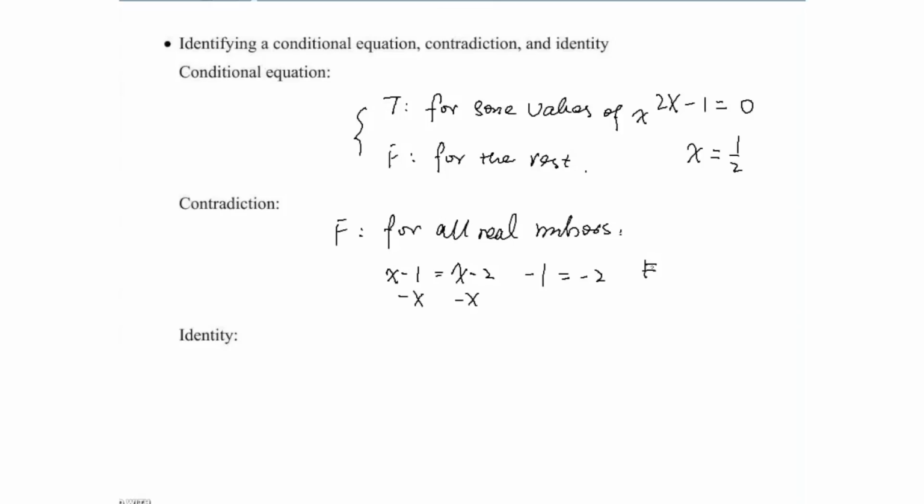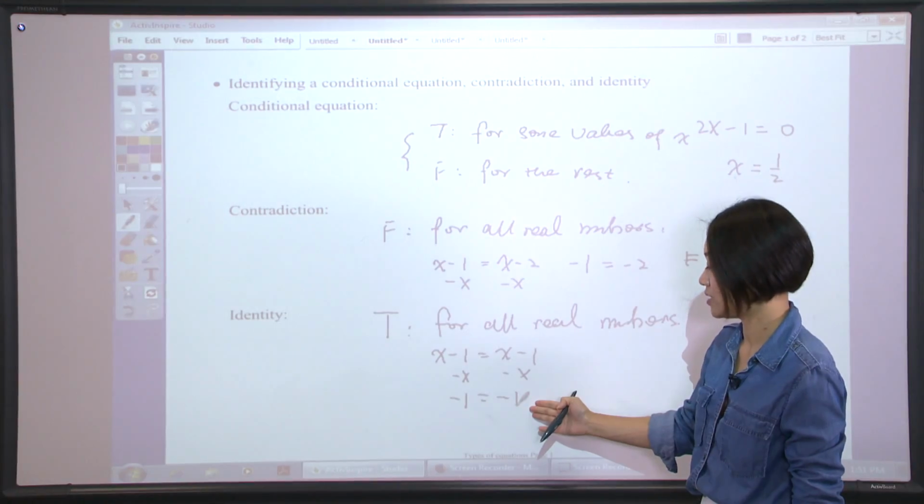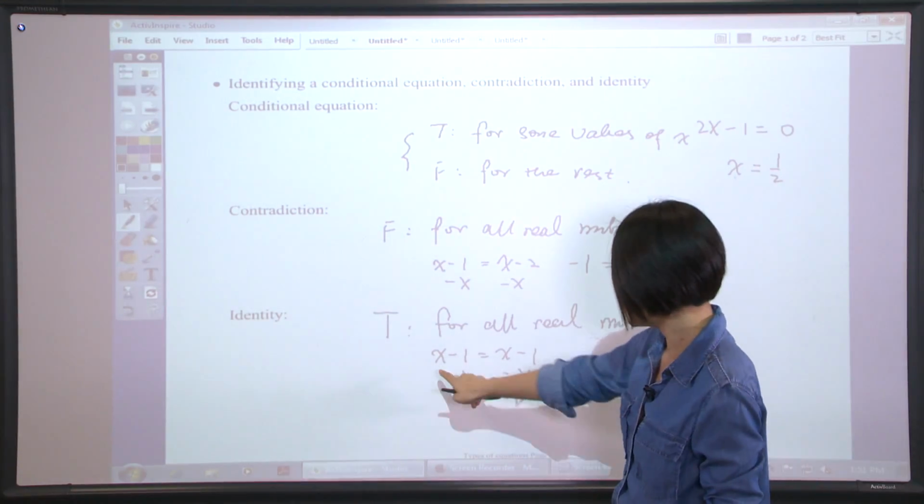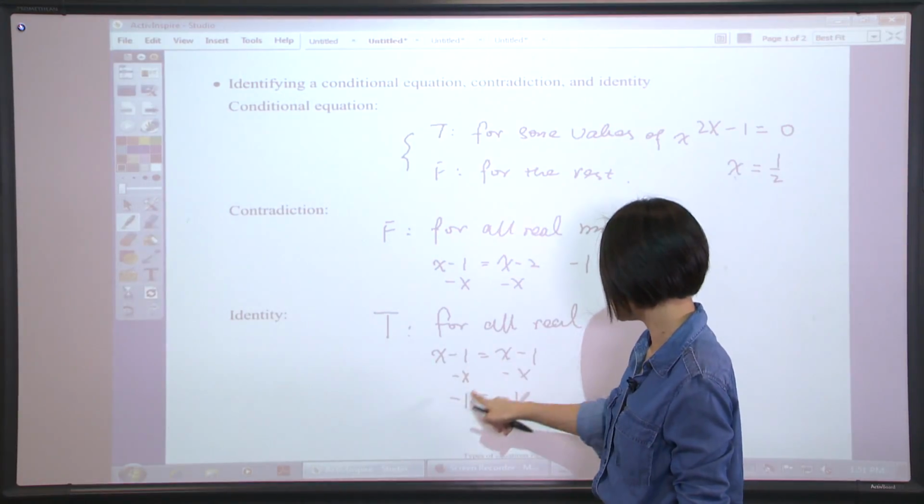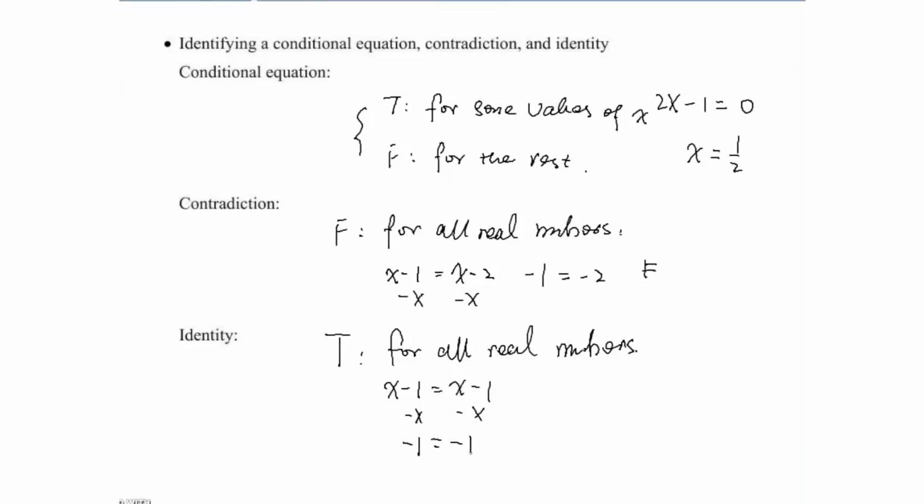So the last type is called identity. Identity means an equation is true for all real numbers. For example, x minus 1 equals x minus 1. Again, we subtract x on both sides. We're going to have -1 equals -1. This is always true. This is an identity. That implies no matter which value we choose for x, we will get -1 equals -1, an identity at the end.